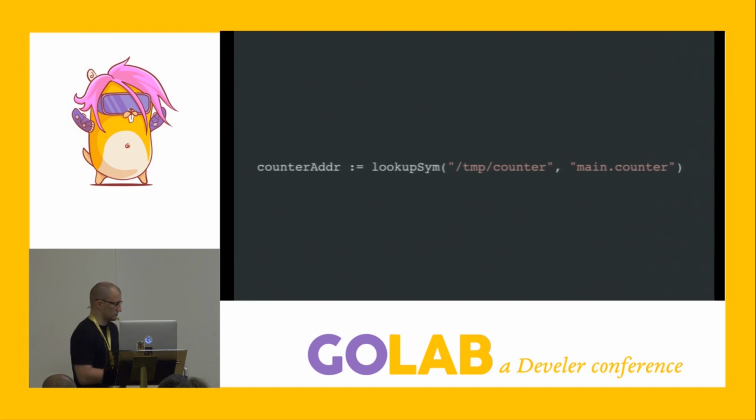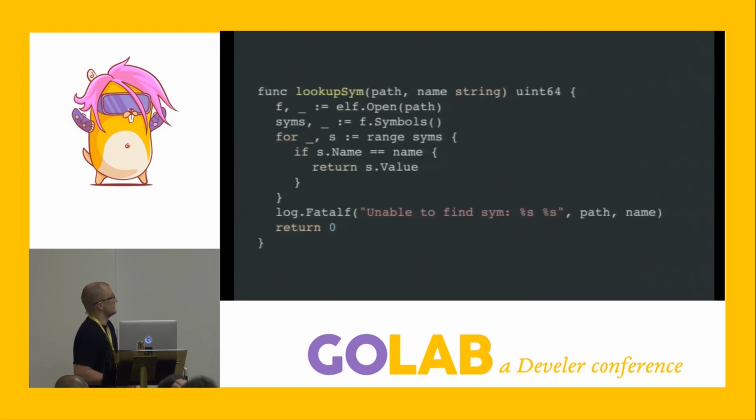And then in order to resolve that symbol name, we can use Go here. So I just wrote this really easy lookup sim helper function, and it uses a standard library to range over the symbols and find the relevant symbol. So this is the power of Go BPF, that you get to use Go to automate these programs.